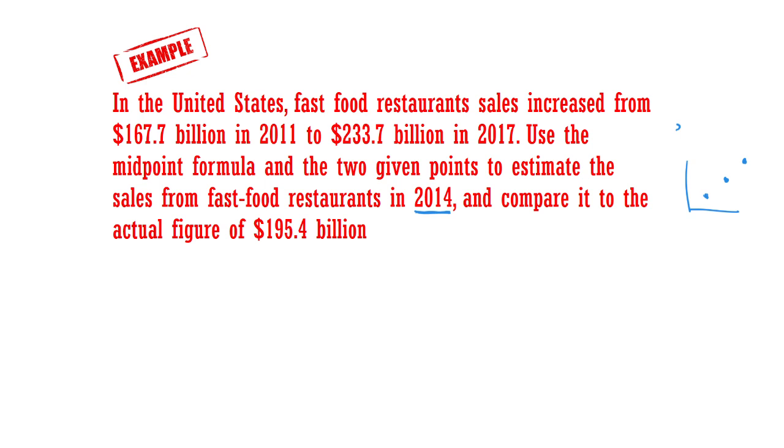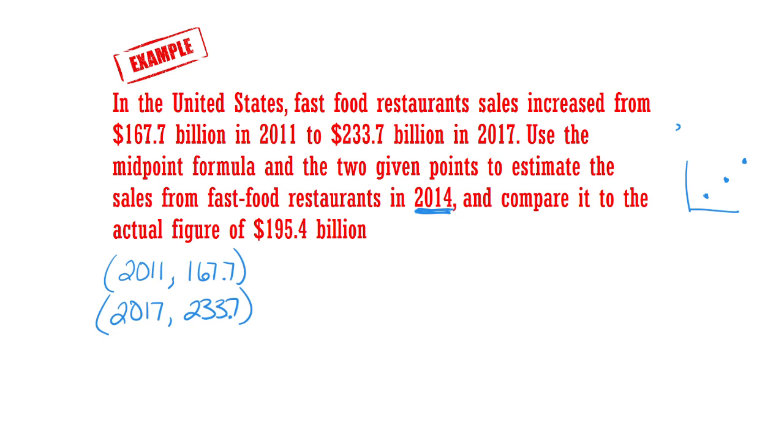So what I'm going to do is look at these as if they were ordered pairs. Usually you use time as your x value. So I'm going to look at it as 2011, and then I'm going to call it just 167.7, but know that it's in billions. The other ordered pair that I have is 2017, and then I get 233.7 billions of sales.